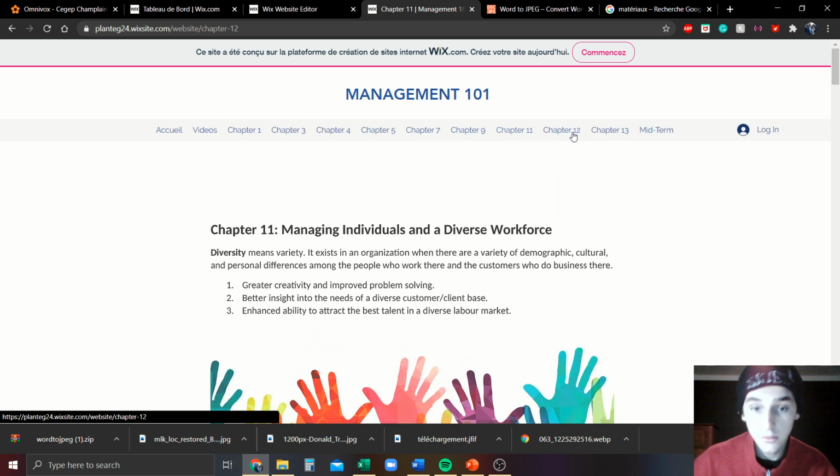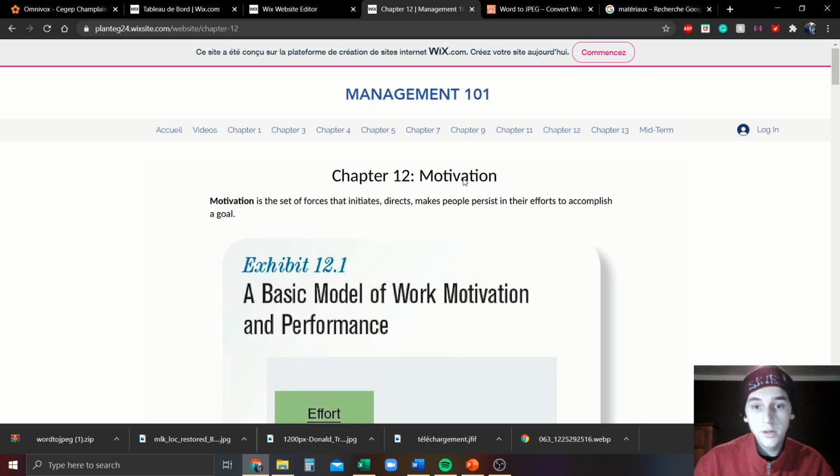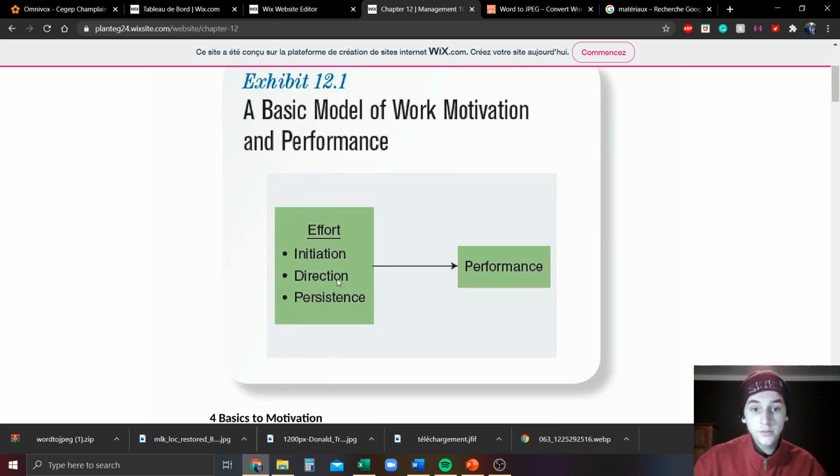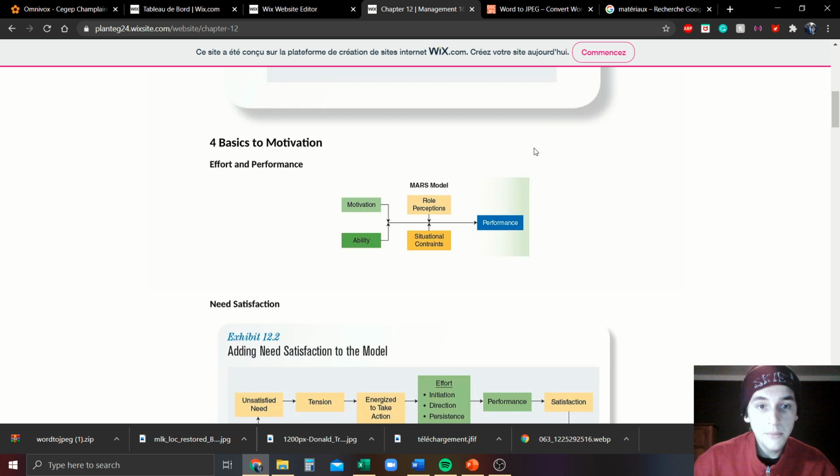So I'll go to chapter 12. Chapter 12 is on motivation. Motivation is a set of forces that initiates, directs, and makes people persist in their effort to accomplish a goal. So first of all, effort is initiation, direction, and persistence, which then leads to performance. The four basics to motivation are, first of all, the ability.